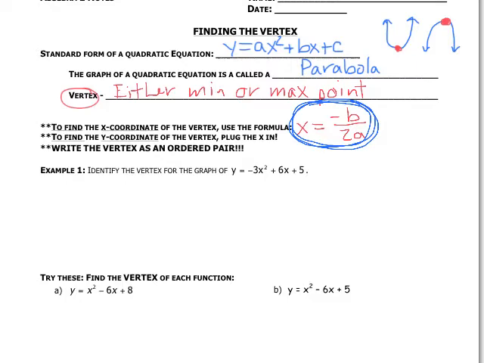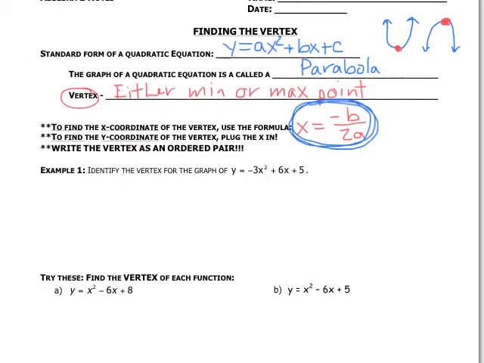But as you can see, all these vertexes here are ordered pairs. They're not just an x value like our zeros were. They're an x and a y value put together. So then the second point here is important. To find the y coordinate of the vertex, all I'm doing is plugging that in. And I want to make sure and write my vertex as an ordered pair.